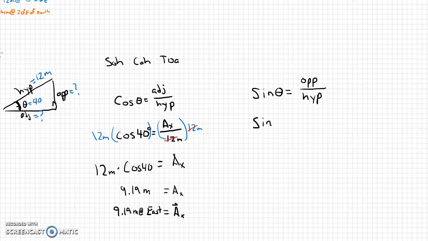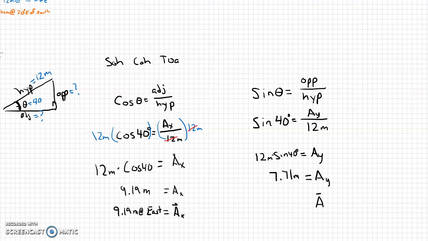Again, putting our numbers in, that's going to be sine of 40 degrees equals, we're going to call this AY, since it's the y component, and the hypotenuse was 12 meters. In a similar fashion to what we did before, we're going to have to multiply both sides by the 12 meters, so I would end up with 12 meters times the sine of 40 degrees, and that's going to equal the magnitude of the y component. When I put this into my calculator, I'm going to find that the magnitude is 7.71 meters.